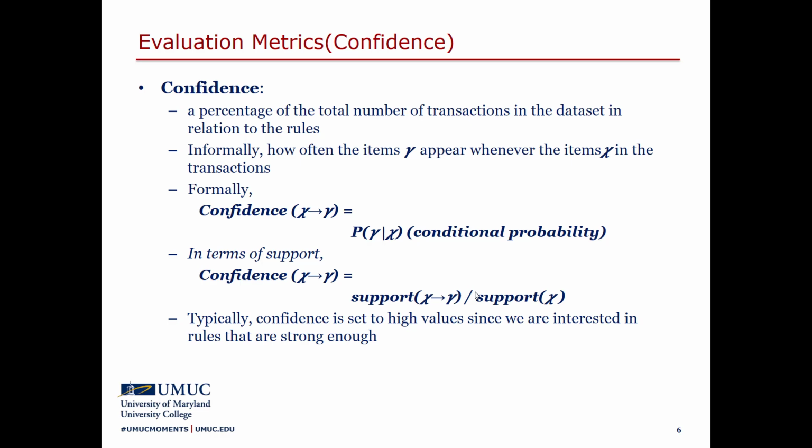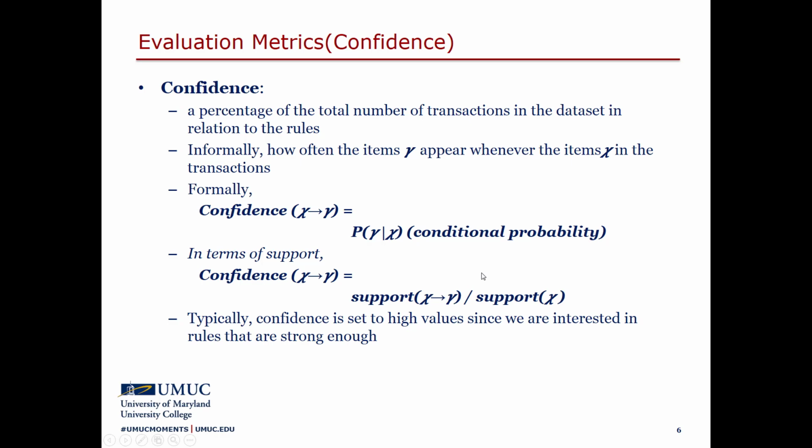Informally, this is how you calculate it: the confidence of the rule is a conditional probability, which means the probability of the items in the consequent given the items observed in the antecedent part. Or you can alternatively calculate that as the support of the rule over the support of the items in the antecedent.